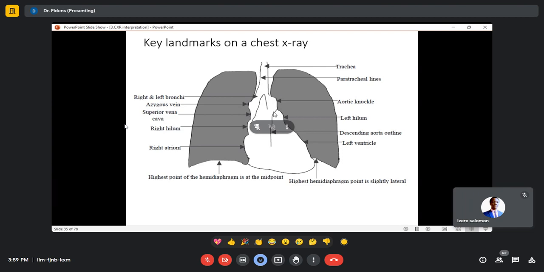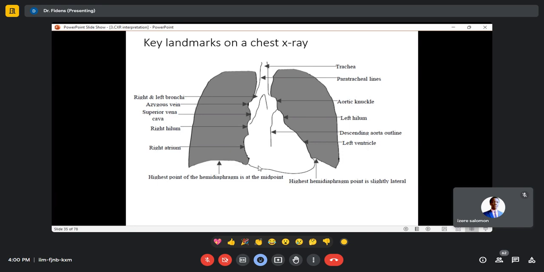And remember this is the aortic arch. Remember the azygous vein, it can be seen on X-ray. Right main bronchus and left main bronchus. Remember the descending aorta, continuous with the aortic arch here. Remember the left ventricle here. Remember the right atrium there. You remember the diaphragm.